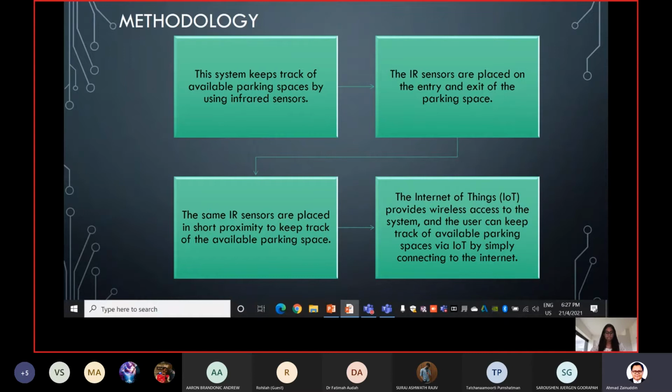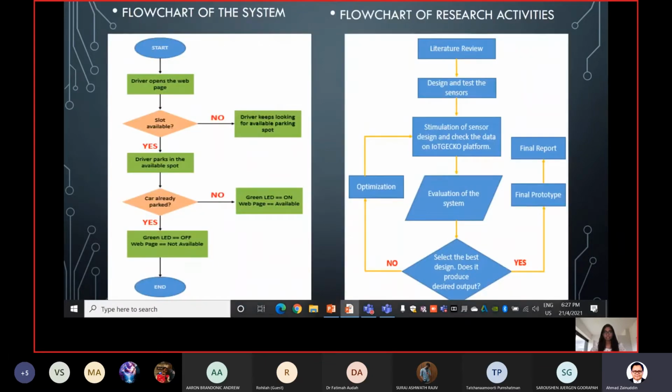The parking system is also accessible via the Internet of Things. The user can keep track of available parking spaces via IoT by simply connecting to the Internet. I have also included the flowchart of the system and the flowchart of the research activities.